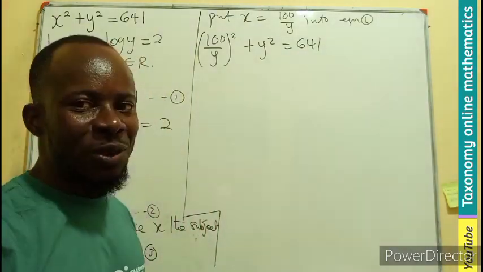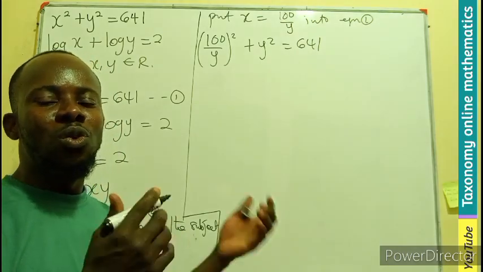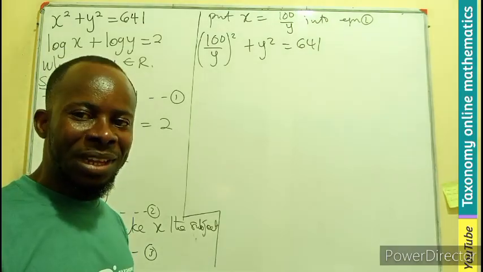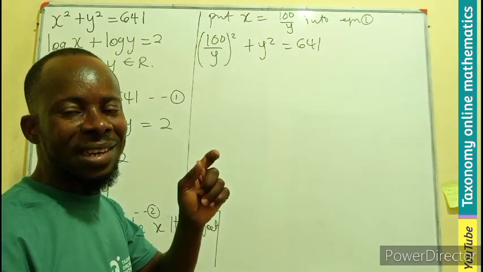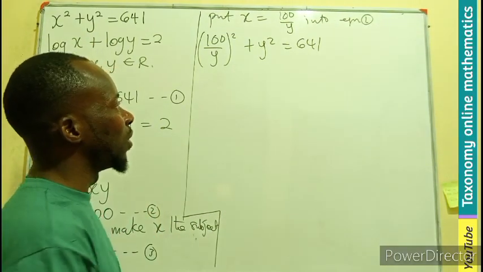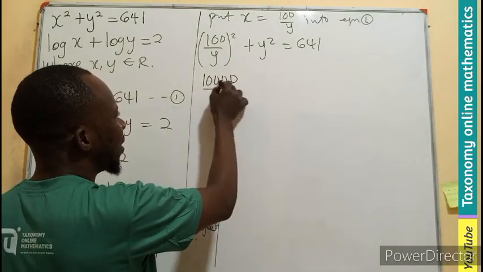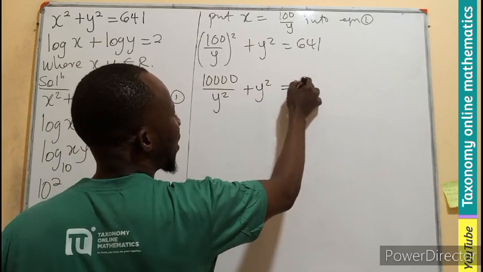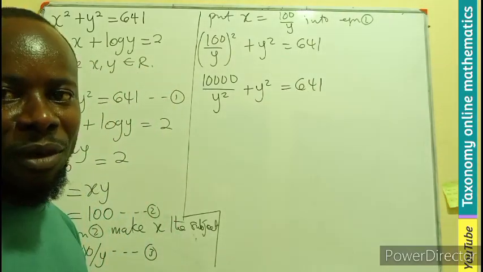Good. So in this case, you can see that when you have a fraction that has a square, we square both sides, meaning we are squaring the numerator and the denominator. And you know, 100 squared will be 100 times 100, increasing the number of zeros. So this becomes 10,000 divided by y squared plus y squared equals 641. I believe you're following through.